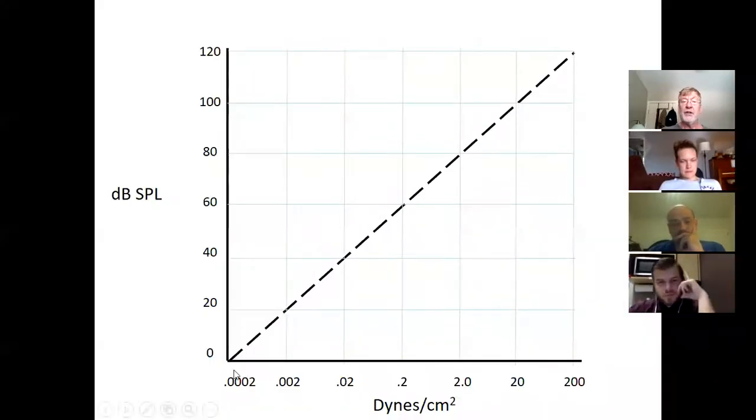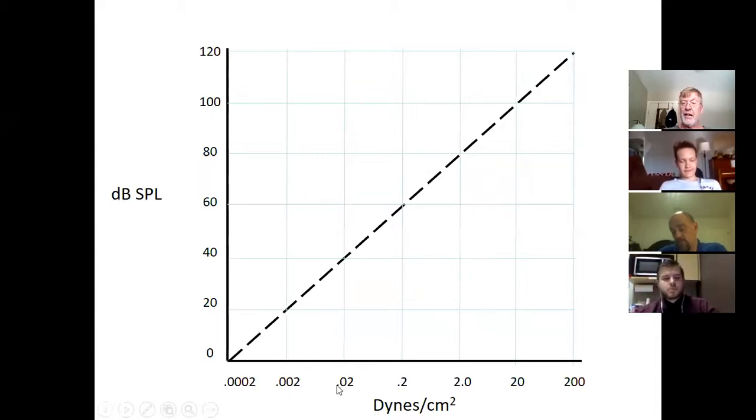What if I increase the pressure by 10? Following my cursor from 0.002 to 0.02, my pressure is increased by a factor of 10. This has 10 times the pressure of that pressure. So if I've increased my pressure by a factor of 10, how many dB do I go up? The answer is 20. From here to here, it's 20.